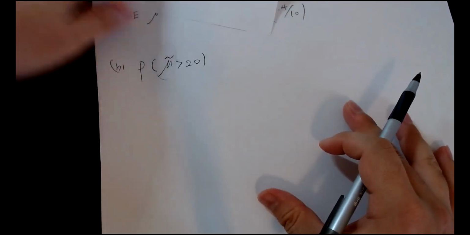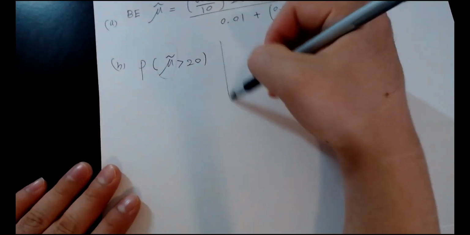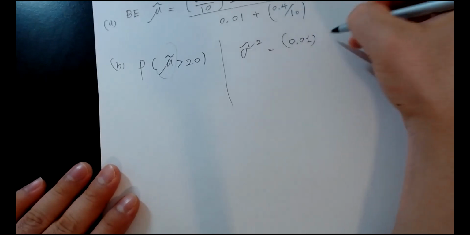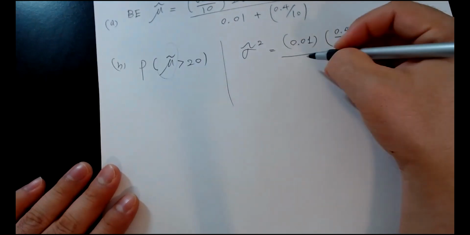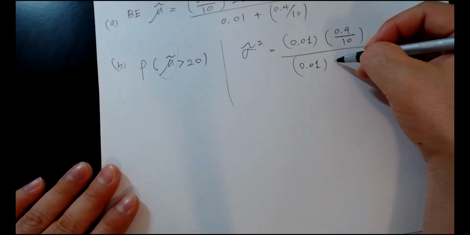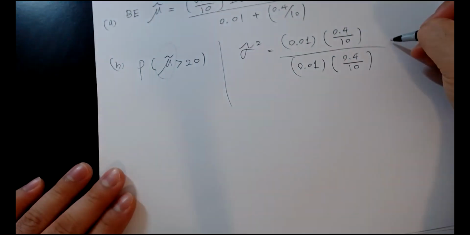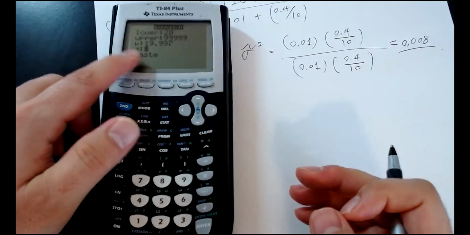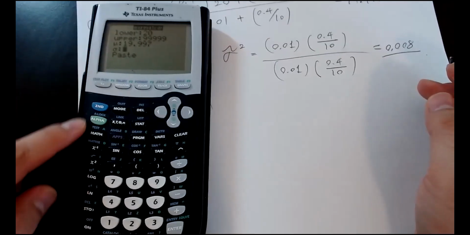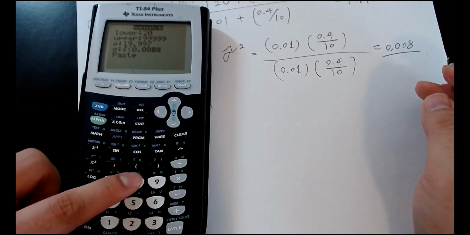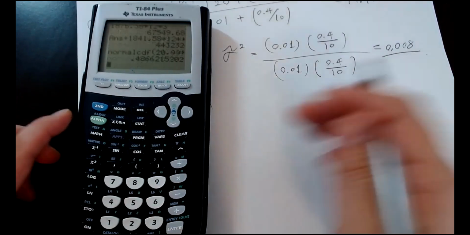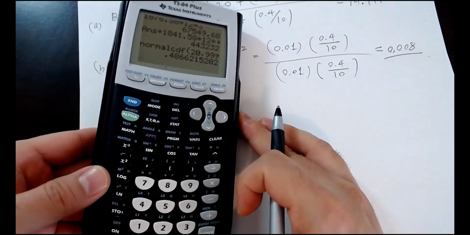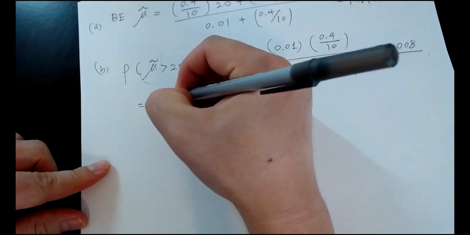Let's find the variance. Right here, sigma tilde square is sigma zero square, which is 0.01, times sigma square over n, which is 0.4 over 10, divided by sigma zero square, 0.01, plus sigma square over n, 0.4 over 10. Calculating this, we get 0.008. The standard deviation sigma is the square root of 0.008, which gives 0.48662, but rounding to three decimal places, we get 0.487.